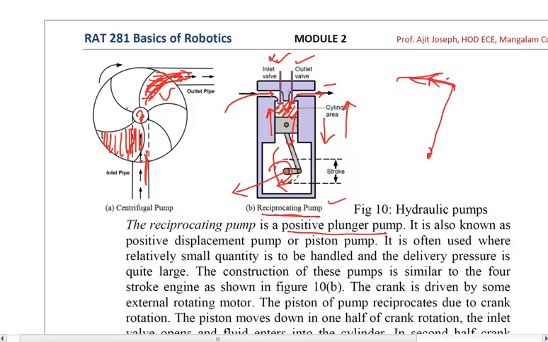When you close the inlet valve, it gets sealed, and only the outlet will open, because of which the oil will move out of the outlet valve. And that is how a reciprocating pump works. And why we call it a positive displacement pump or a positive plunger pump is because the action is basically developing a vacuum here.